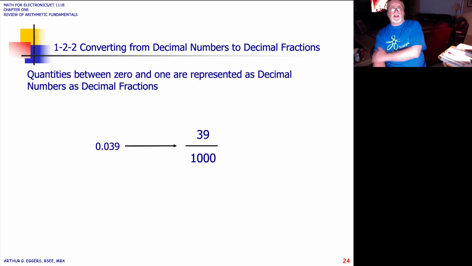So when we look at this, the rightmost digit in this case is a 9. It's in the thousandths position, so this becomes 39 thousandths.